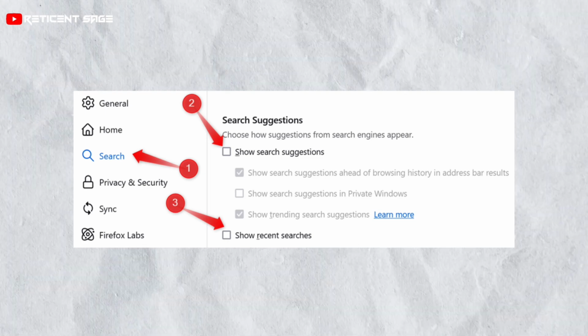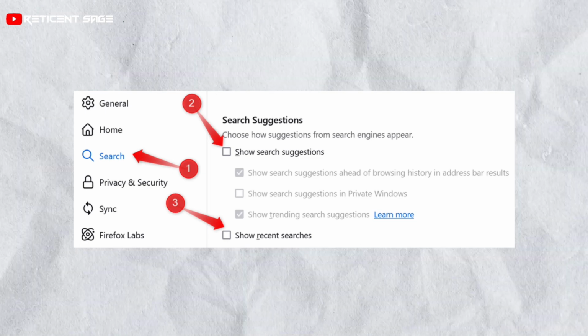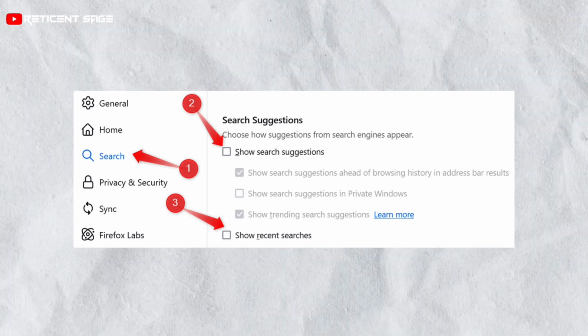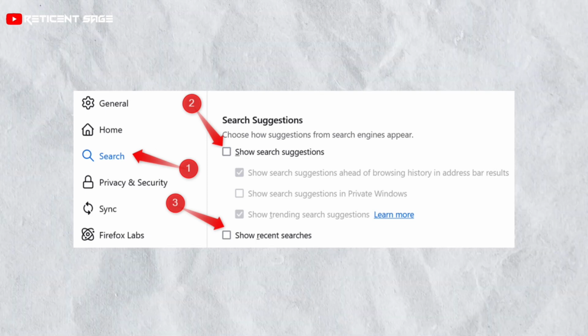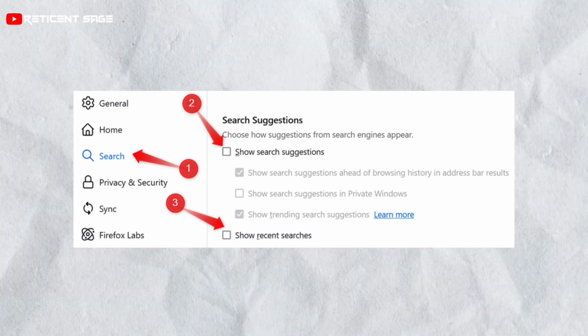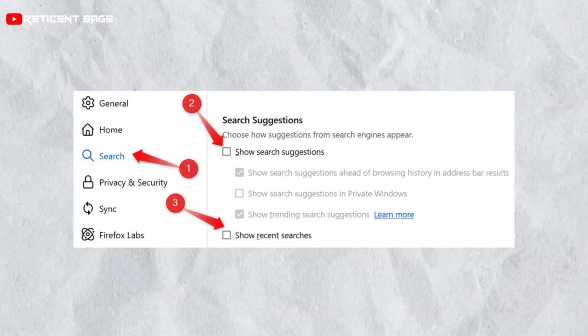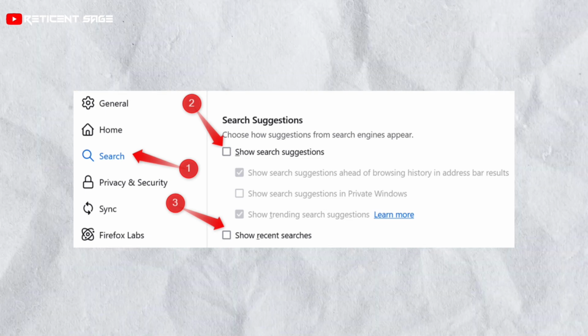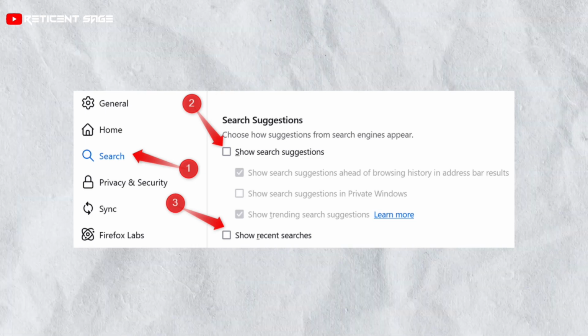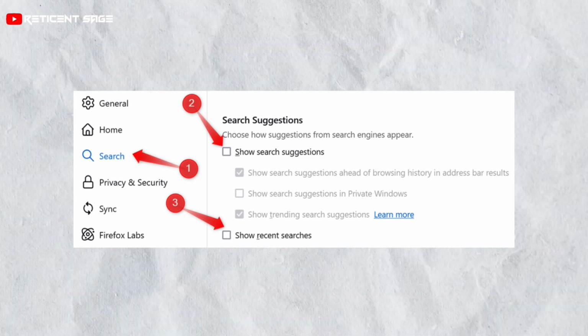1. Open Firefox and click the three horizontal lines in the top right corner. Select Settings. 2. Navigate to the Search tab on the left. 3. Scroll down to the Search Suggestions section. Here's where you take control. Uncheck the boxes next to Show Search Suggestions and Show Recent Searches. And voila, your search bar is now clean, private, and clutter-free.